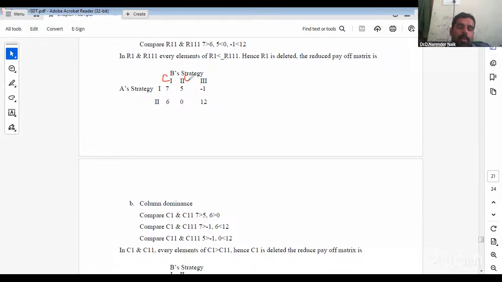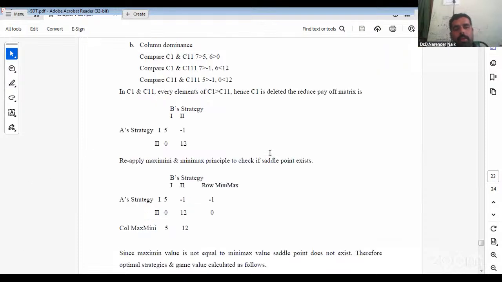The reduced payoff matrix is as follows. C1 is deleted, so we delete this one. The reduced payoff matrix is 5, minus 1, 0, 12. See, the matrix size has slowly decreased to 2 by 2. B strategy, A strategy: 5, minus 1, 0, 12. This is the reduced payoff matrix here.